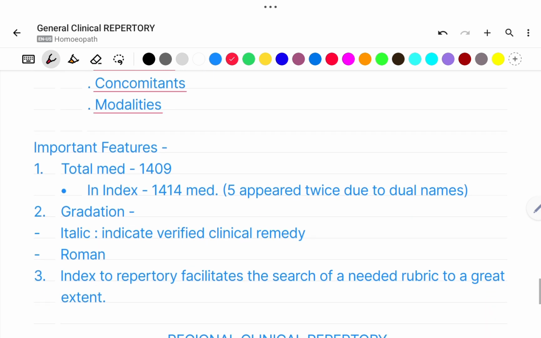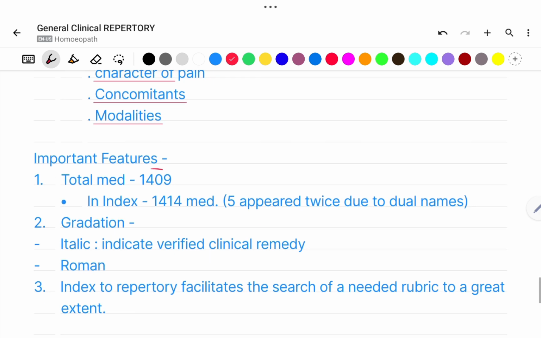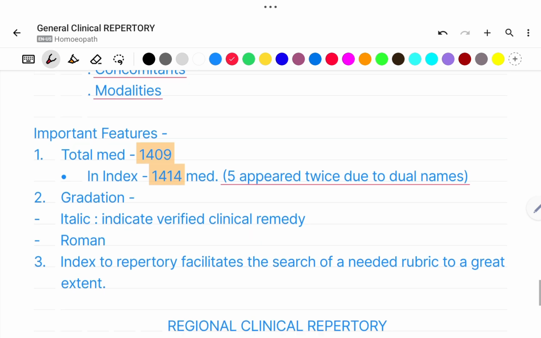Now the important features of this repertory. The total number of medicines is 1409, but as per the index there are 1414 medicines, out of which 5 appear twice due to dual names. That's why it is 1414.